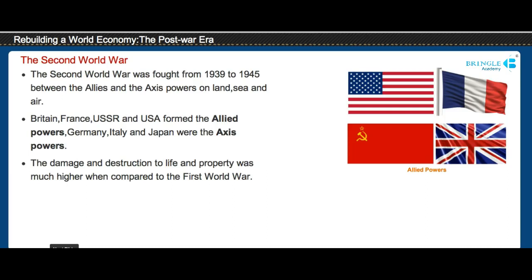The Second World War was fought from 1939 to 1945 between the Allies and the Axis powers. Britain, France, USSR and USA were the Allied powers. Germany, Italy and Japan were the Axis powers. The damage and destruction to life and property were very high when compared to the First World War.